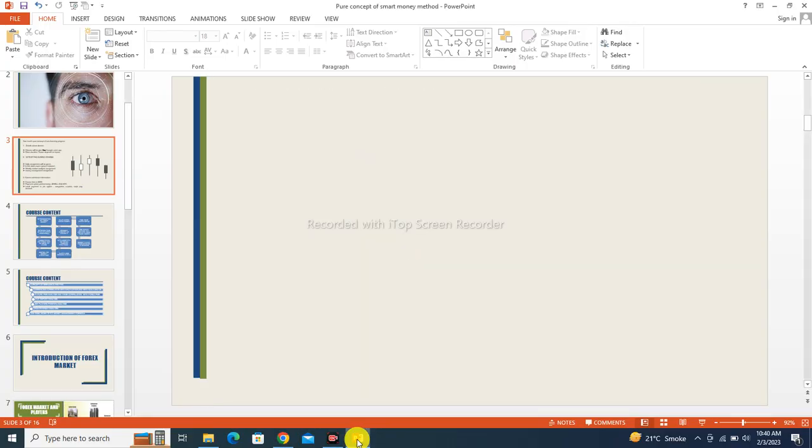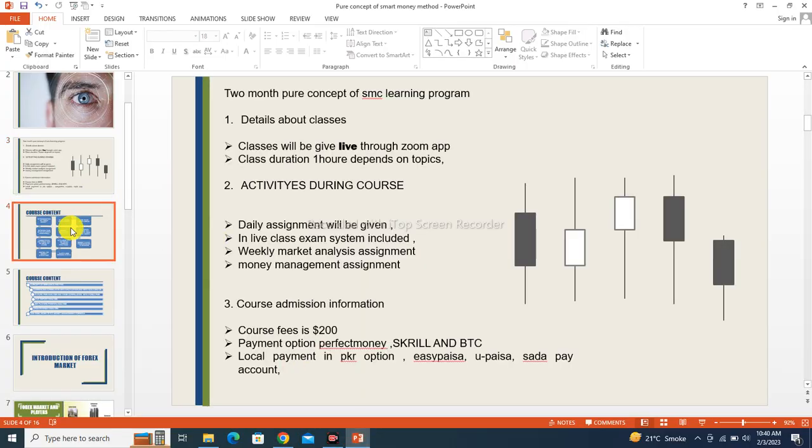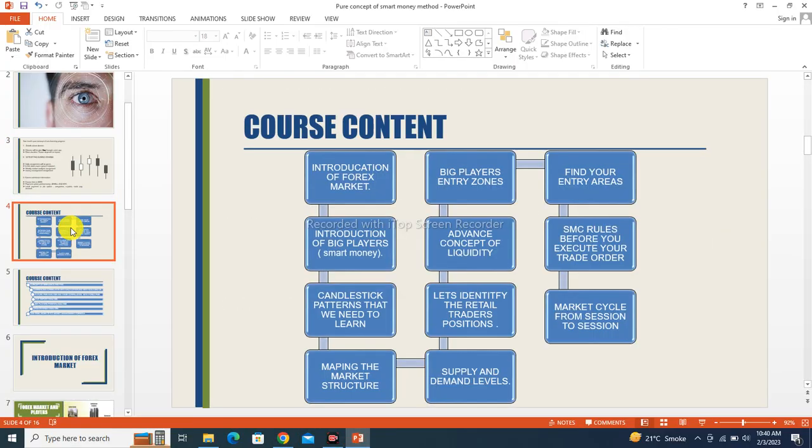So this is our course content. You can take a screenshot of the course content. I will read all of the outline here, so listen carefully. Our first topic is introduction of the forex market, then introduction of the big players, candlestick patterns that we need to learn, and mapping the market structure.